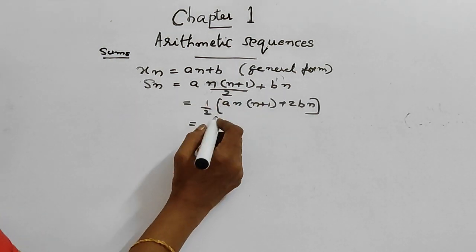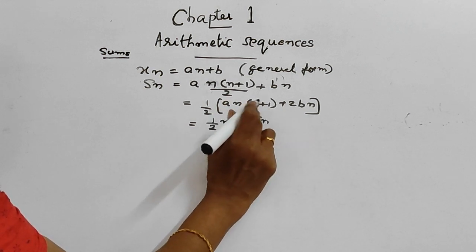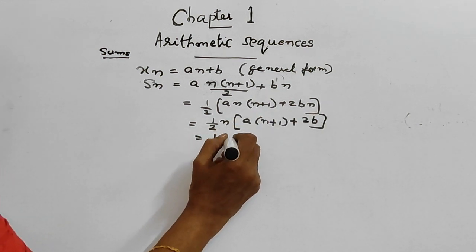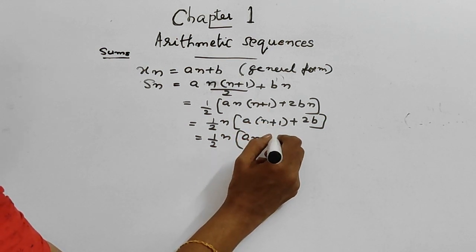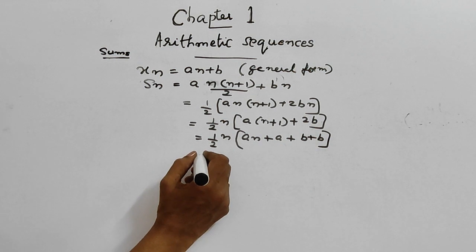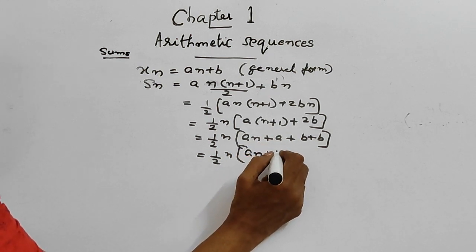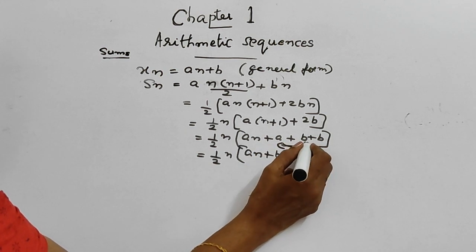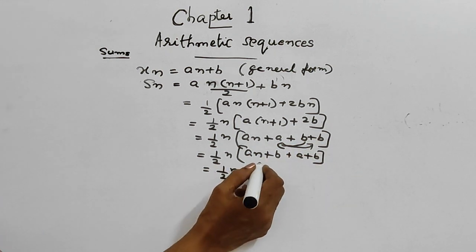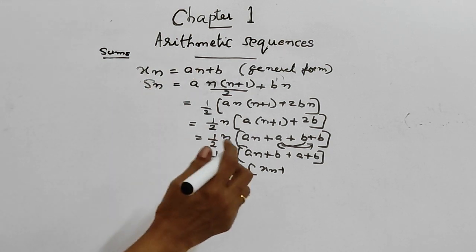You can take n out here also. So half n into a into n plus 1 plus 2b equals half n into, opening the bracket, an plus a plus this 2b can be written as b plus b, is equal to half n into an plus b, this b here and this a there, plus a plus b. This is equal to half n into n plus b is xn. A plus b is, substitute n is equal to 1, the first term.